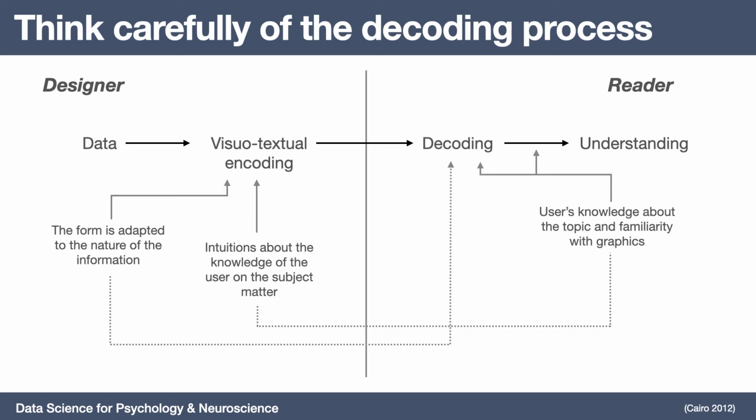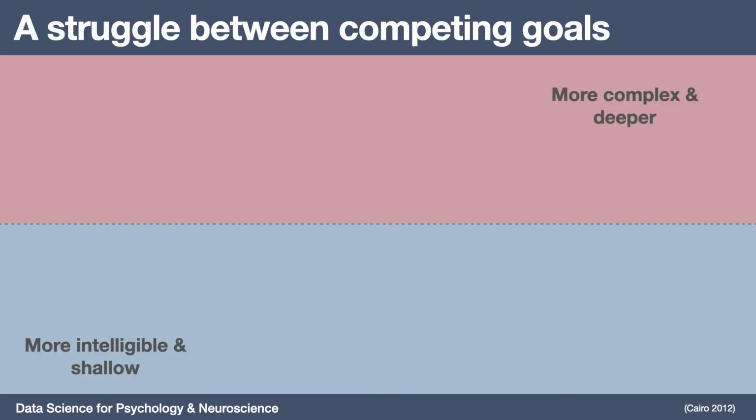Now, Cairo said that this process from data to understanding in terms of graphical visualization amounts to a struggle between competing goals along multiple dimensions. So you can think of things as a continuum between information being more complex and requiring deeper, more effortful analyses, or visual information being presented in a shallow but easily intelligible way. And there's a struggle there that's going to depend largely on your audience.